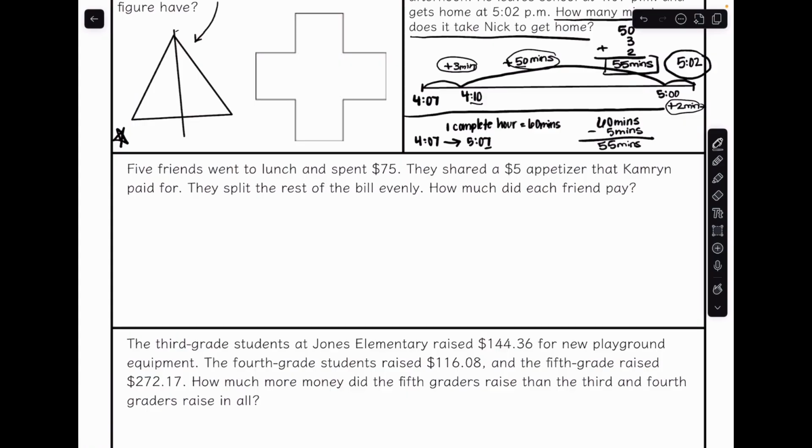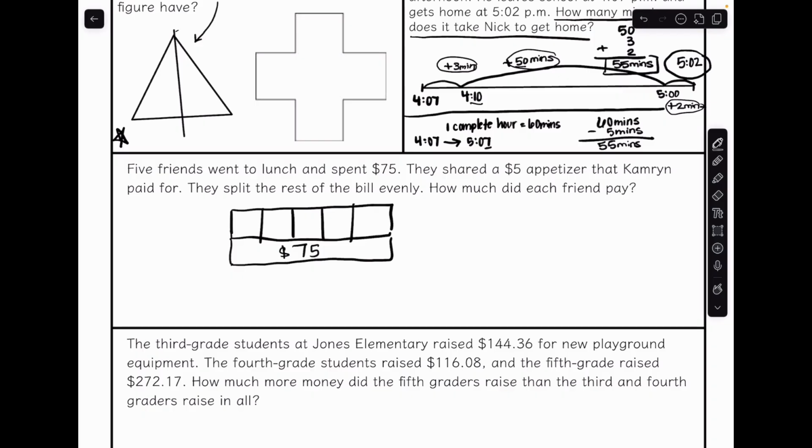5 friends went to lunch and spent $75. They shared an appetizer that Cameron paid for. They split the rest of the bill evenly. How much did each friend pay? Okay, so we are going to create a strip diagram. We have 5 friends that went to lunch. One, two, three, 4, 5 friends that went to lunch, and their total that they spent was $75.